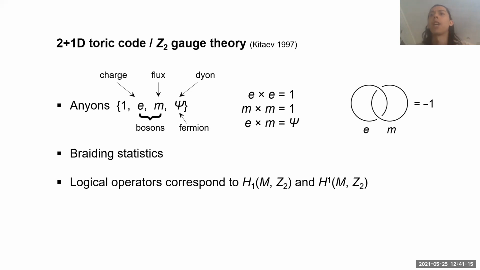The elementary excitations of this model are anyons. There are 2 elementary types, the E and M anyons, which can respectively be regarded as gauge charge and gauge flux excitations. These are both bosons. And there's also a dionic excitation, which we call psi, which is the composite of E and M. So the anyons obey these fusion rules here. Because E and M have this -1 mutual braiding statistic, the dion psi is a fermion. And the logical operators of this model have a very nice interpretation in terms of the first homology and first cohomology groups of the spatial manifold. So this is all very well known.